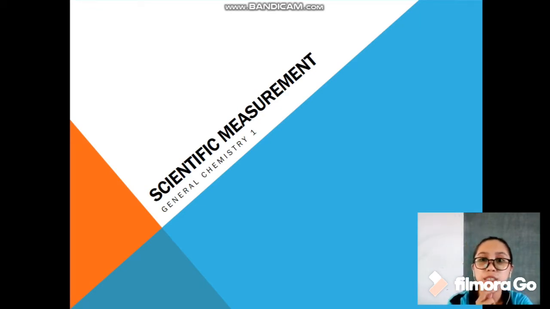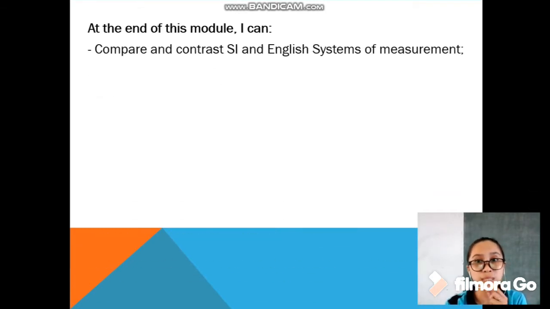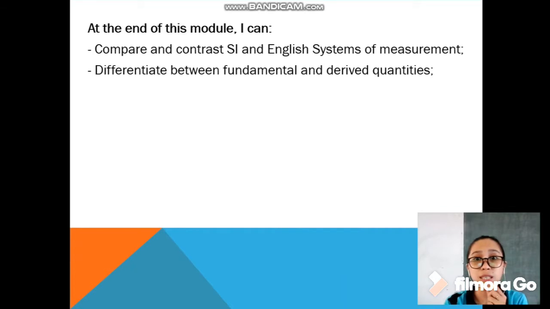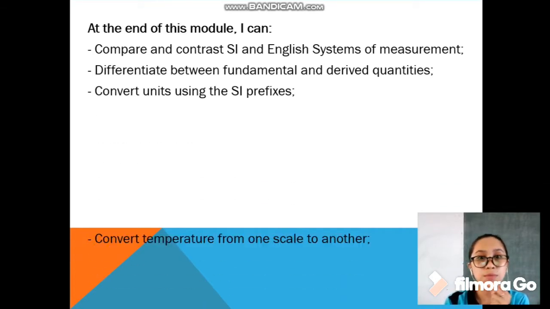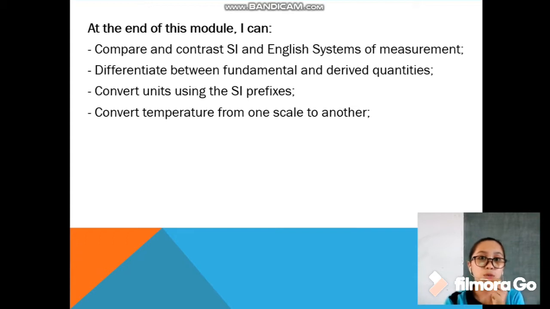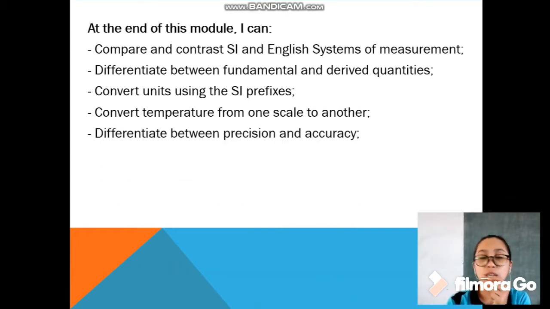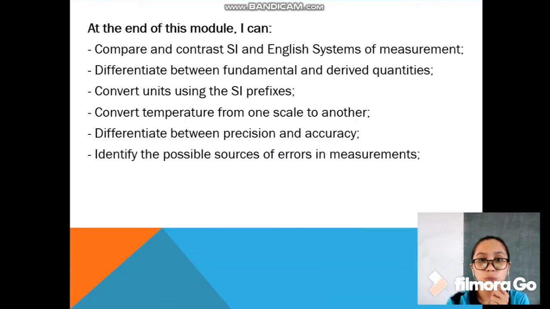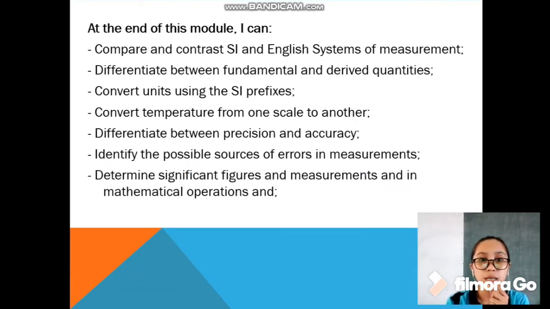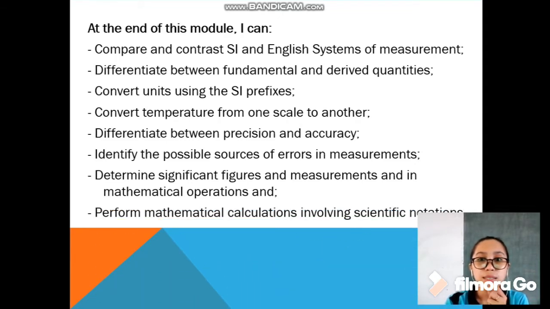Okay, so, good day everyone. Our topic for today will be about scientific measurement. Take note it is scientific. But for that, we are going to inform you about the learning competencies we are going to achieve in this module. So at the end of this module, let's make sure that you can compare and contrast the two systems of measurement, differentiate between fundamental and derived quantities, convert units from SI to the English system, convert temperature, differentiate between precision and accuracy, identify sources of errors in measurement, and determine significant figures in scientific notation.